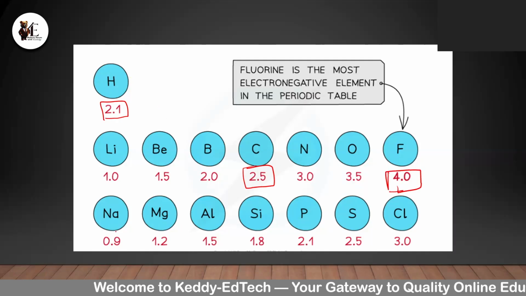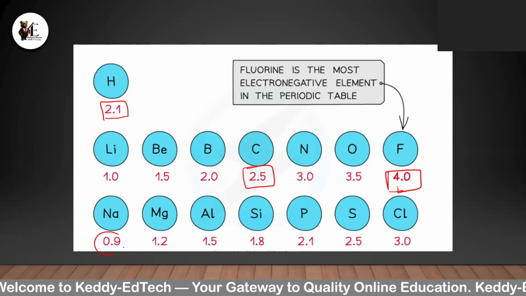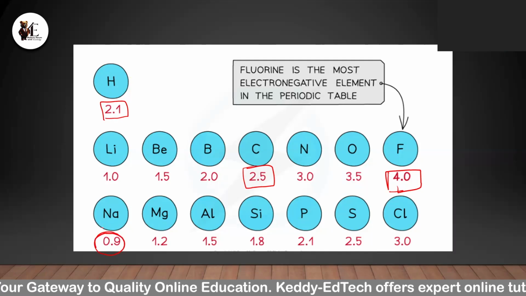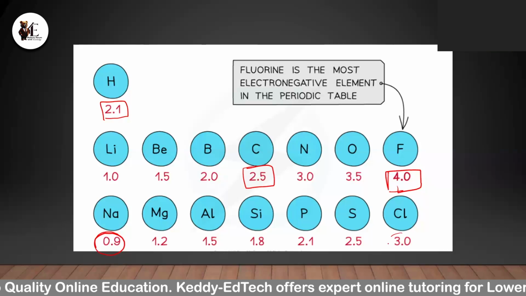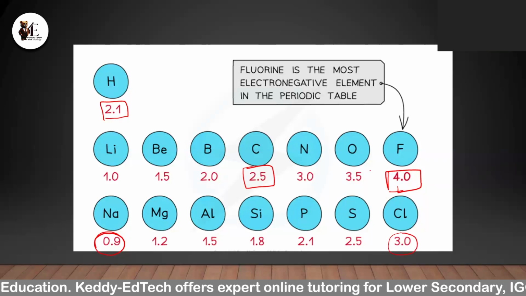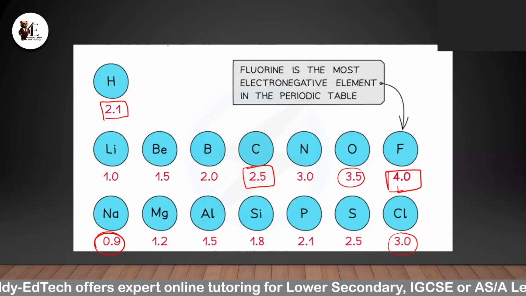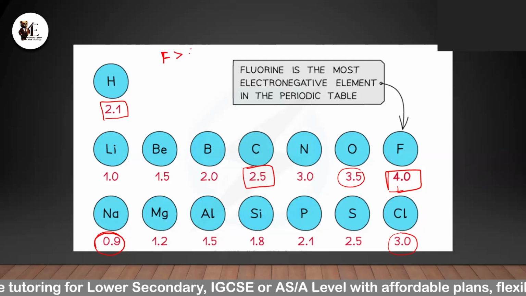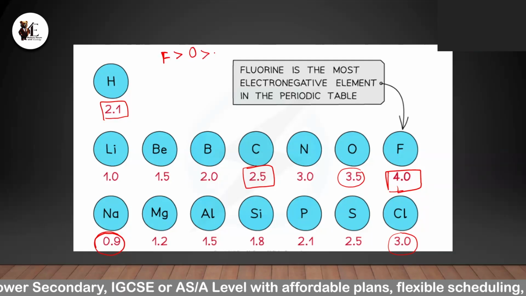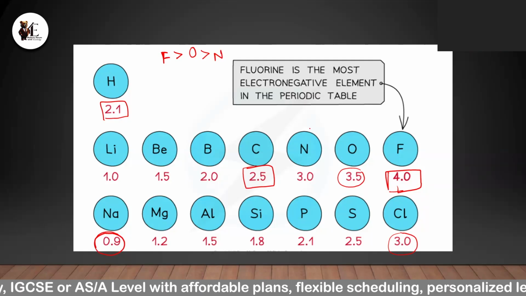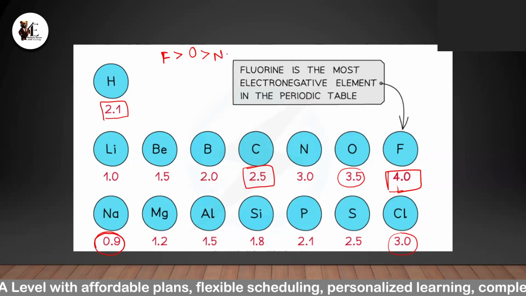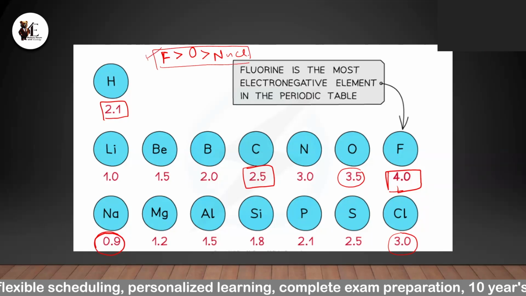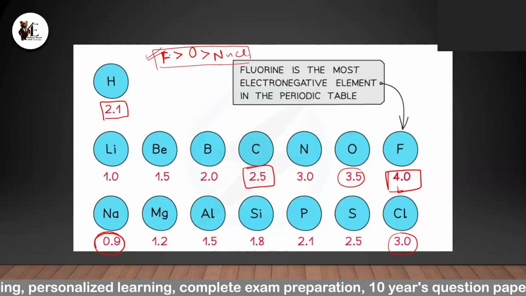You can see here Na, sodium, its electronegativity value is very low, 0.9. So it is not an electronegative element. It is known as an electropositive element. Similarly, chlorine's value is 3.0 and oxygen's value is 3.5. After fluorine, we have oxygen, and after that we have nitrogen and chlorine. We can say that nitrogen and chlorine have approximately equal electronegativity values. So these are your four most electronegative elements in the periodic table. Okay, please note it down.